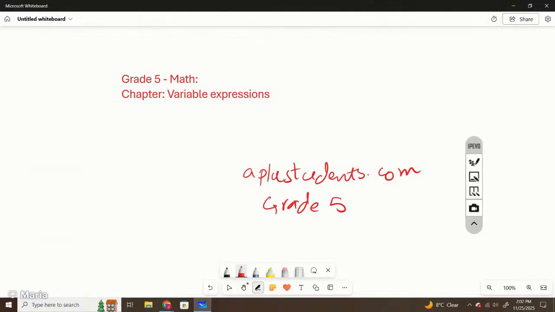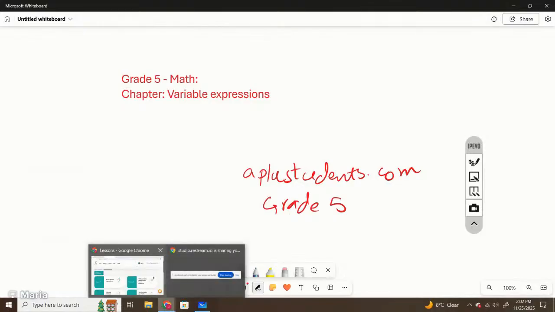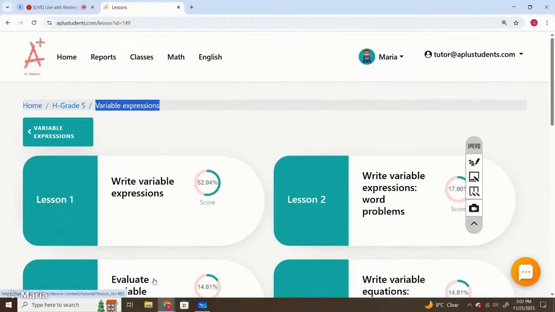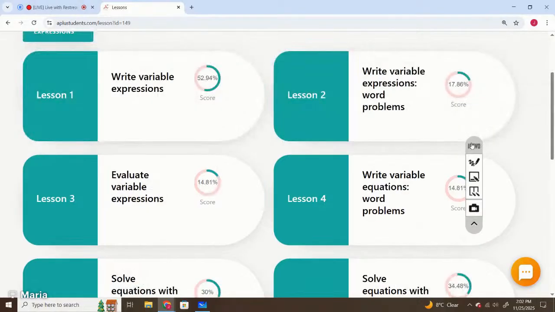We're going to start with the chapter variable expressions. So please make sure you have your notebook and pencil so that you can note down the important examples and definitions as well. Here I'm on grade 5 math. Chapter we're on right now is variable expressions. Let's just start with the first lesson, that is write variable expressions.